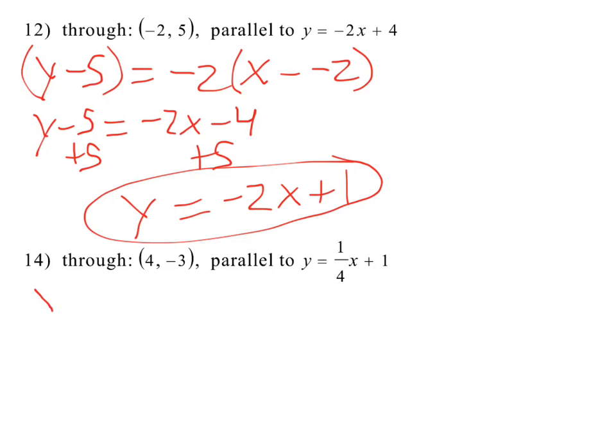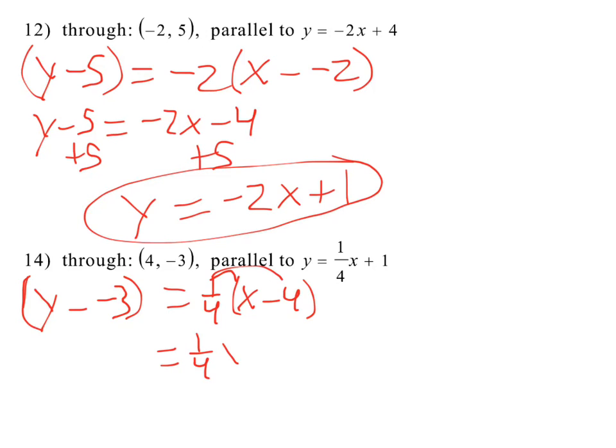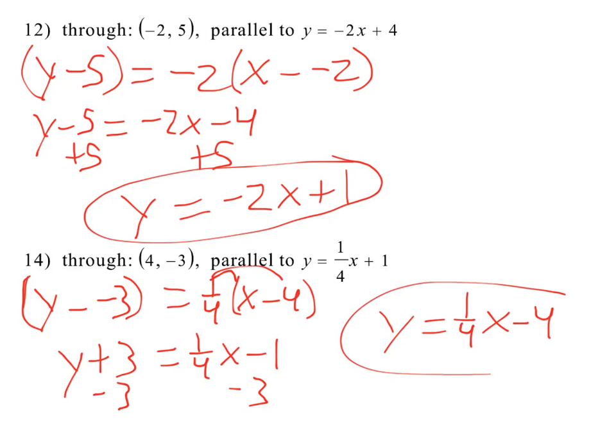And now I'm going to get the next one, y minus negative 3 on the left. The right side, I want it to be parallel again, so I'm going to use the 1/4 as my slope. And then x minus 4, 4 right there. You can now simplify things down. Distribute the 1/4. We're going to get 1/4 x minus 1. 1/4 of 4 is 1, by the way. And then we have on the left side y plus 3, because subtract a negative, same thing as add positive. And I'm going to get rid of that 3 by subtracting 3 from both sides. We'll get y equals 1/4 x minus 4. And voila, there is that one.